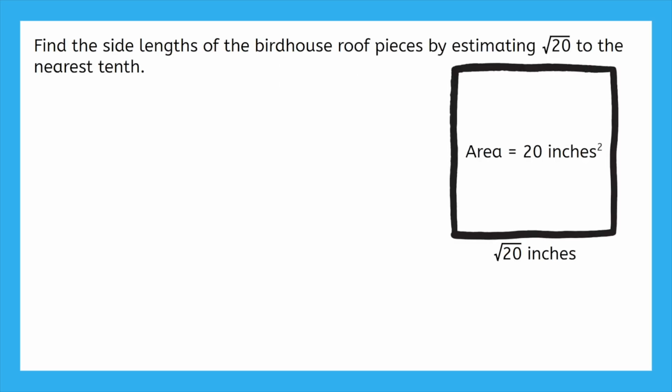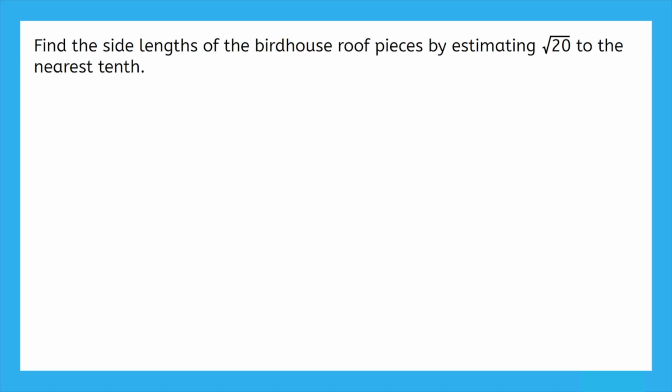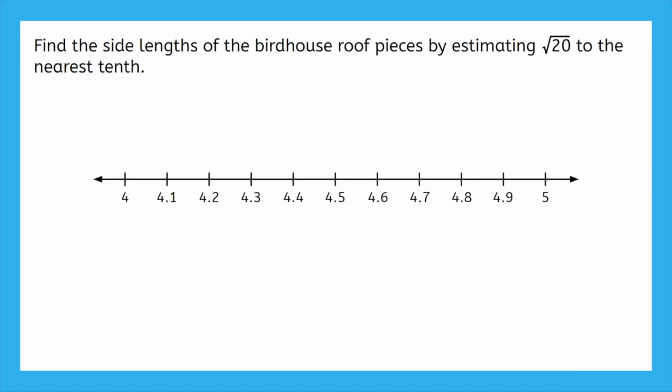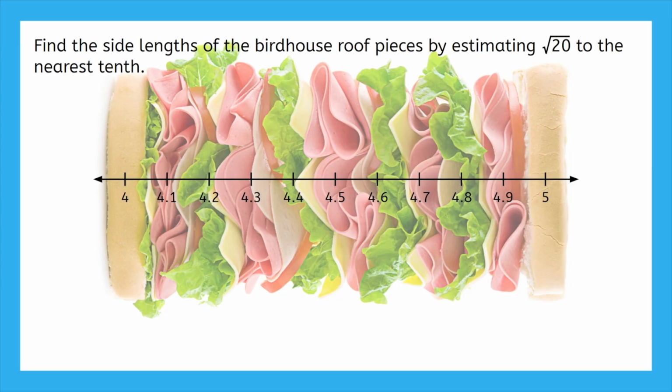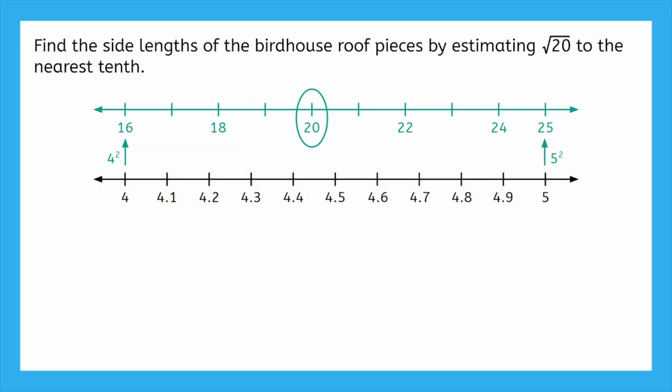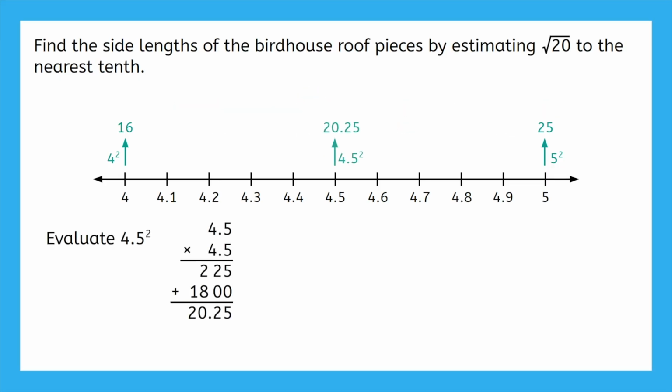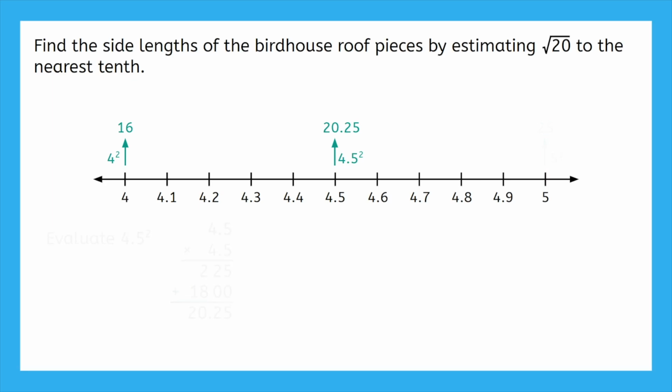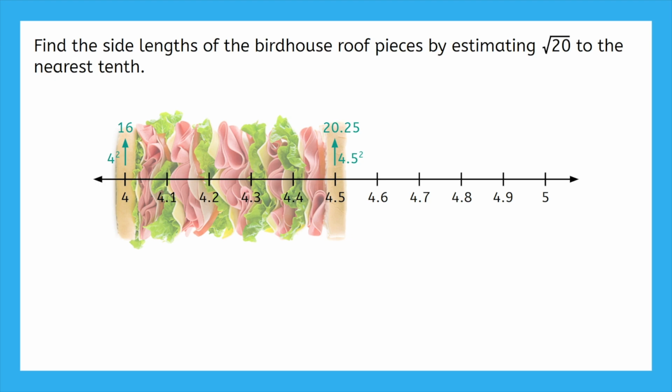Find the side lengths of the birdhouse roof pieces by estimating the square root of 20 to the nearest tenth. Pause the video now to try it. The square root of 20 is between 4 and 5. Since 20 is in the middle of 16 and 25, let's check 4.5. 4.5 squared is 20.25. That's bigger than 20, so the square root of 20 is between 4 and 4.5.